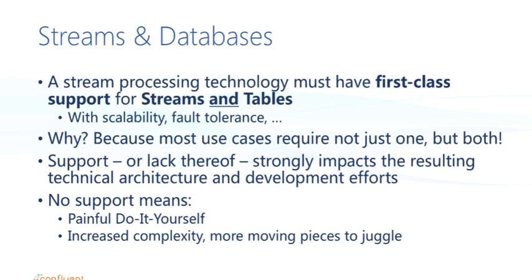So in summary, a stream processing technology must have first-class support for streams and tables. Why? Because most use cases in practice require not just one, but both. What is important is to understand that support or the lack thereof strongly impacts the resulting technical architecture as well as development efforts. So not having any such support means you have to do some painful do-it-yourself work, which typically means increased complexity and more moving pieces to juggle.